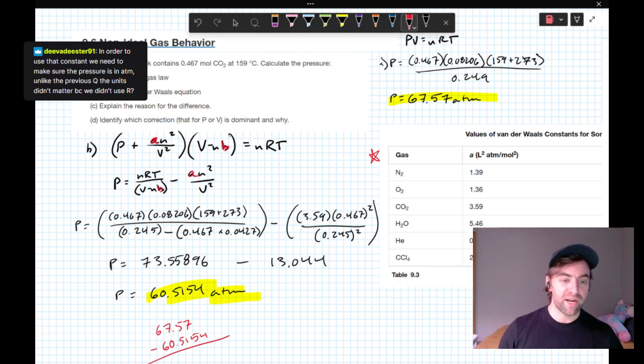Identify which correction, that for pressure or volume, is dominant and why. We have to look at this quantitatively in our equation. The change in pressure is going to have a greater impact. The B term, when pressure is high, the B term dominates since it changes total volume, and the term is in the denominator, which has a much larger effect than if it were in the numerator.